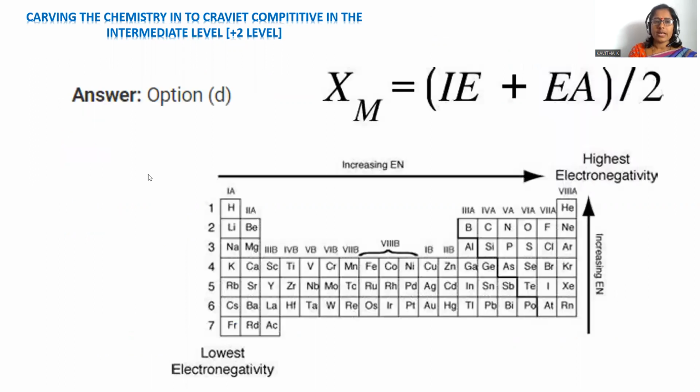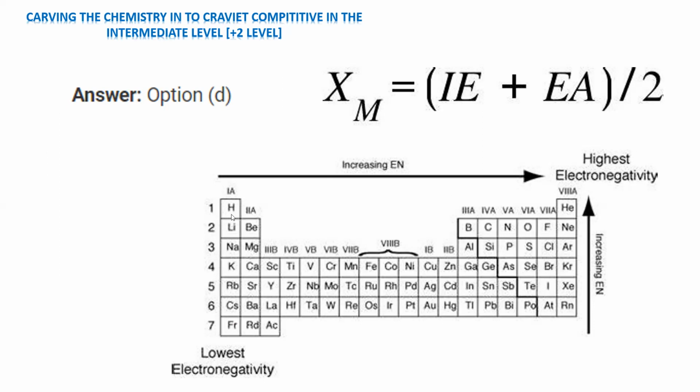Electronegativity of any element can be measured based on the Mulliken scale. According to Mulliken, electronegativity is calculated by taking ionization enthalpy plus electron affinity, divided by 2. This is the formula for the calculation of electronegativity in accordance with Mulliken, right? According to this, there is a gradual decrease in the trend of electronegativity from top to bottom. As we descend from top to bottom, we can notice a gradual decrease in electronegativity.